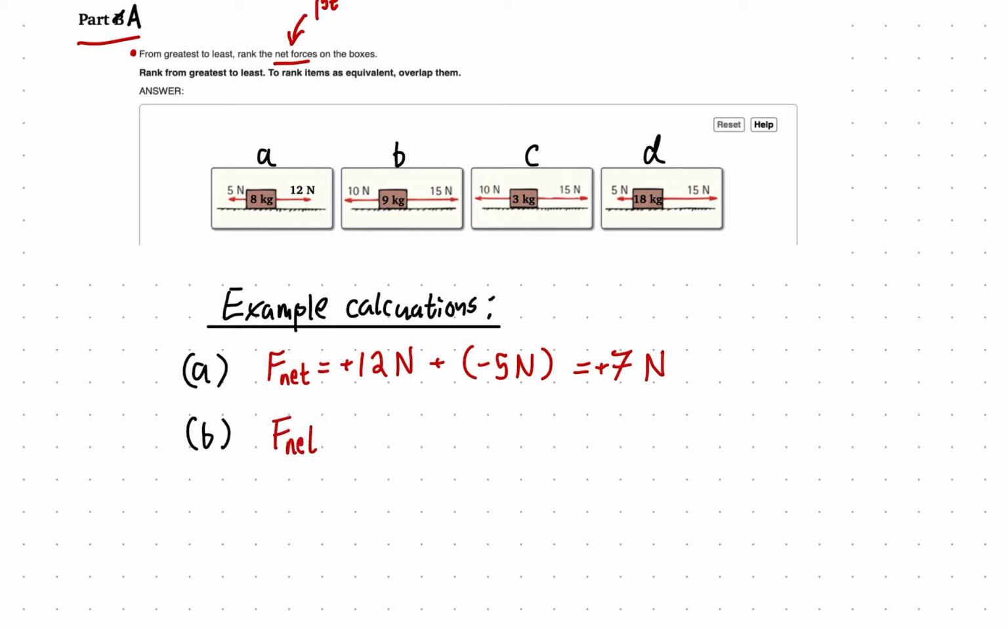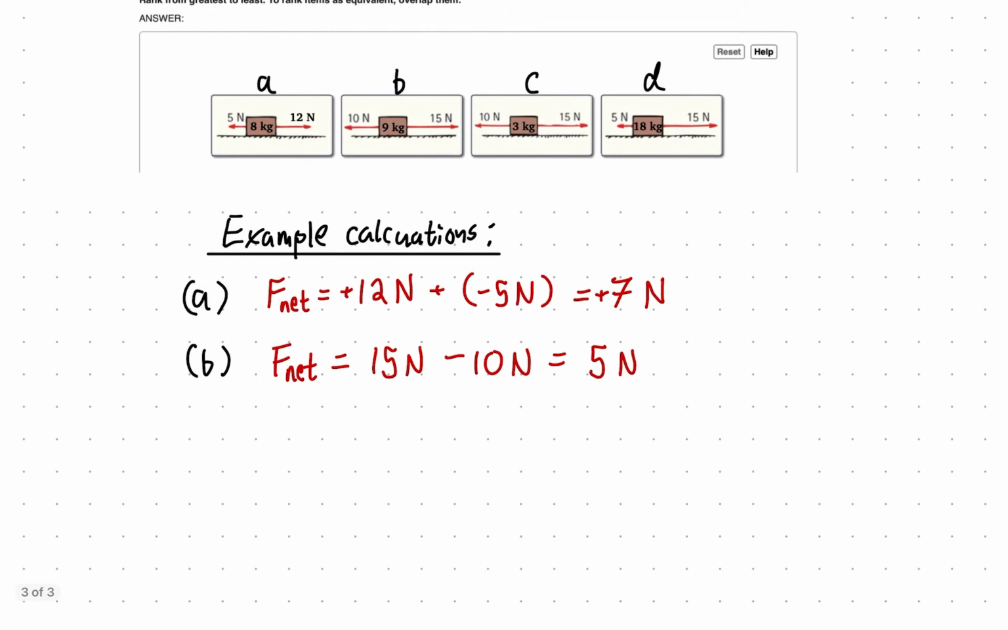For B, if we're going to do net force again, and I'll be a little less thorough this time, then again, I'll start with the positive. I'll do 15 newtons and then minus 10 newtons, which will just give me 5 newtons. I'm not bothering to put the positive because if there's no negative, we know it must be positive. The only times I'll ever put that in there is when I'm calling special attention to it, such as I was in part A.